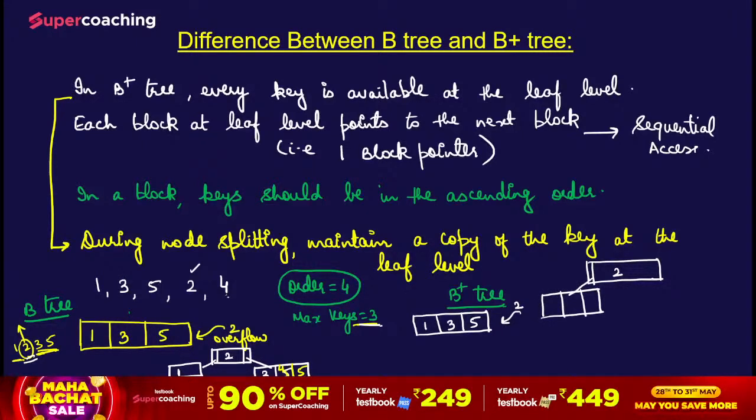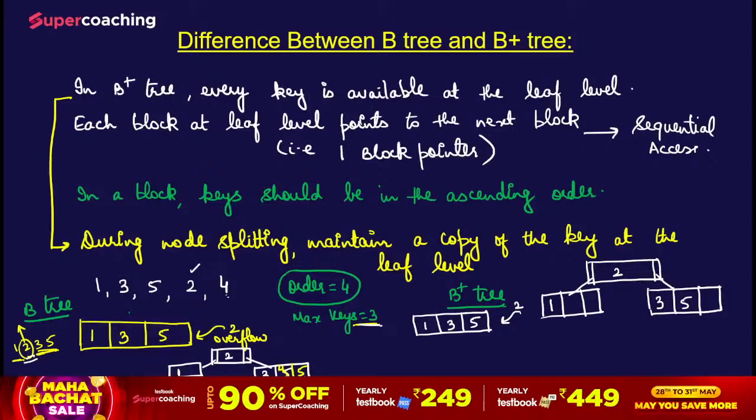This is how we did the splitting in B tree. So in one block there can be 3 keys. Okay, to the left of 2 we have 1. 1 is smaller than 2, so it should be a part of the left block, left child, and 3, 5 is greater, so it should be a part of the right block. Now this is how it looks like in B tree, but in B plus tree we have to maintain a copy of the split key at the leaf level.